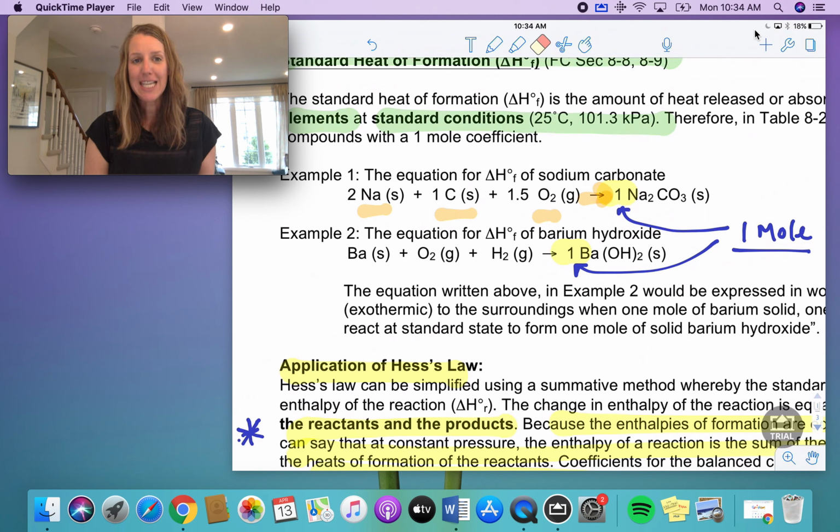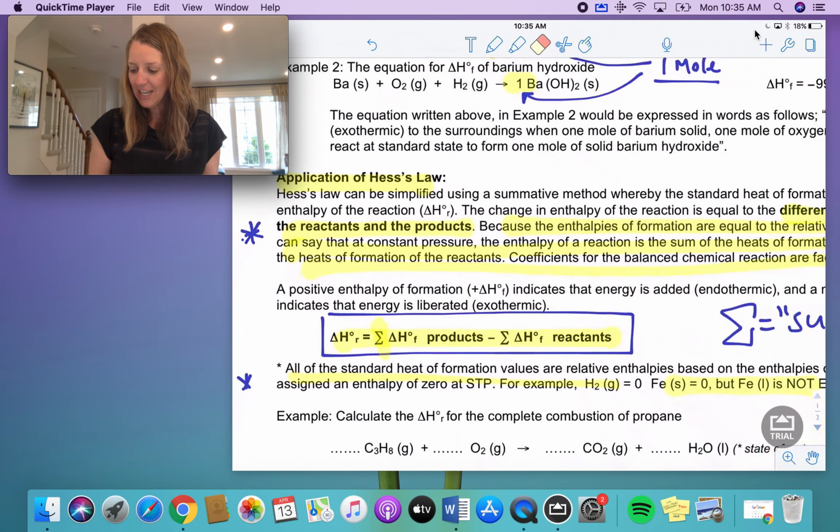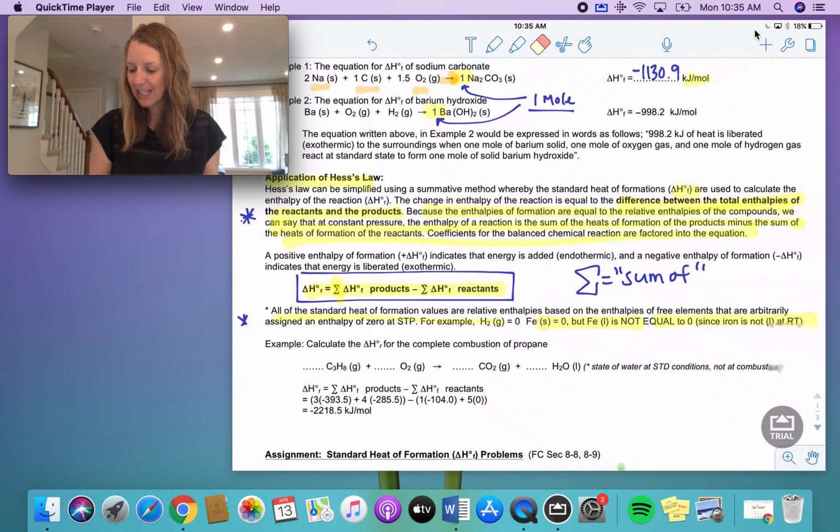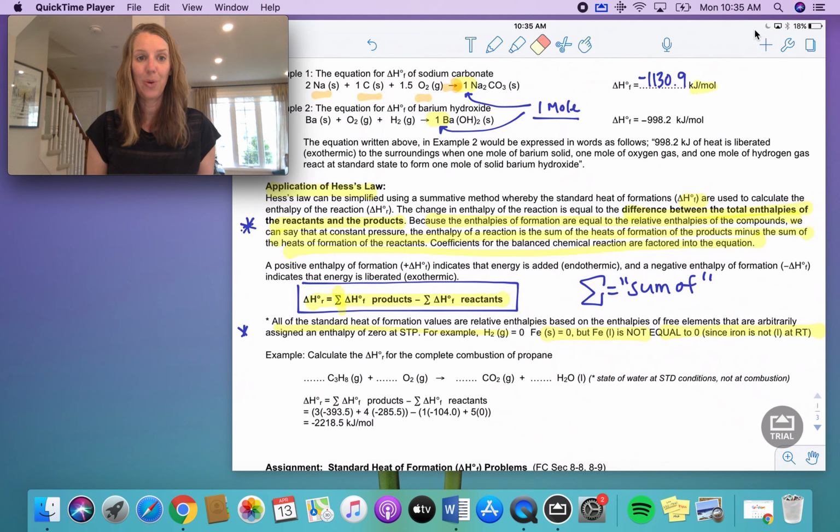Okay, you take the enthalpy of that standard heat of formation, and then you're going to factor it into a formula down below, which is really just an application of Hess's Law. So Hess's Law can simply be simplified using a summative method, whereby the standard heat of formation is used to calculate the enthalpy of an overall reaction. You take the sum of, and that's that little symbol there, you take the sum of the enthalpy of formation of the products, and you subtract that from the sum of the enthalpy of reaction of the reactants, okay?